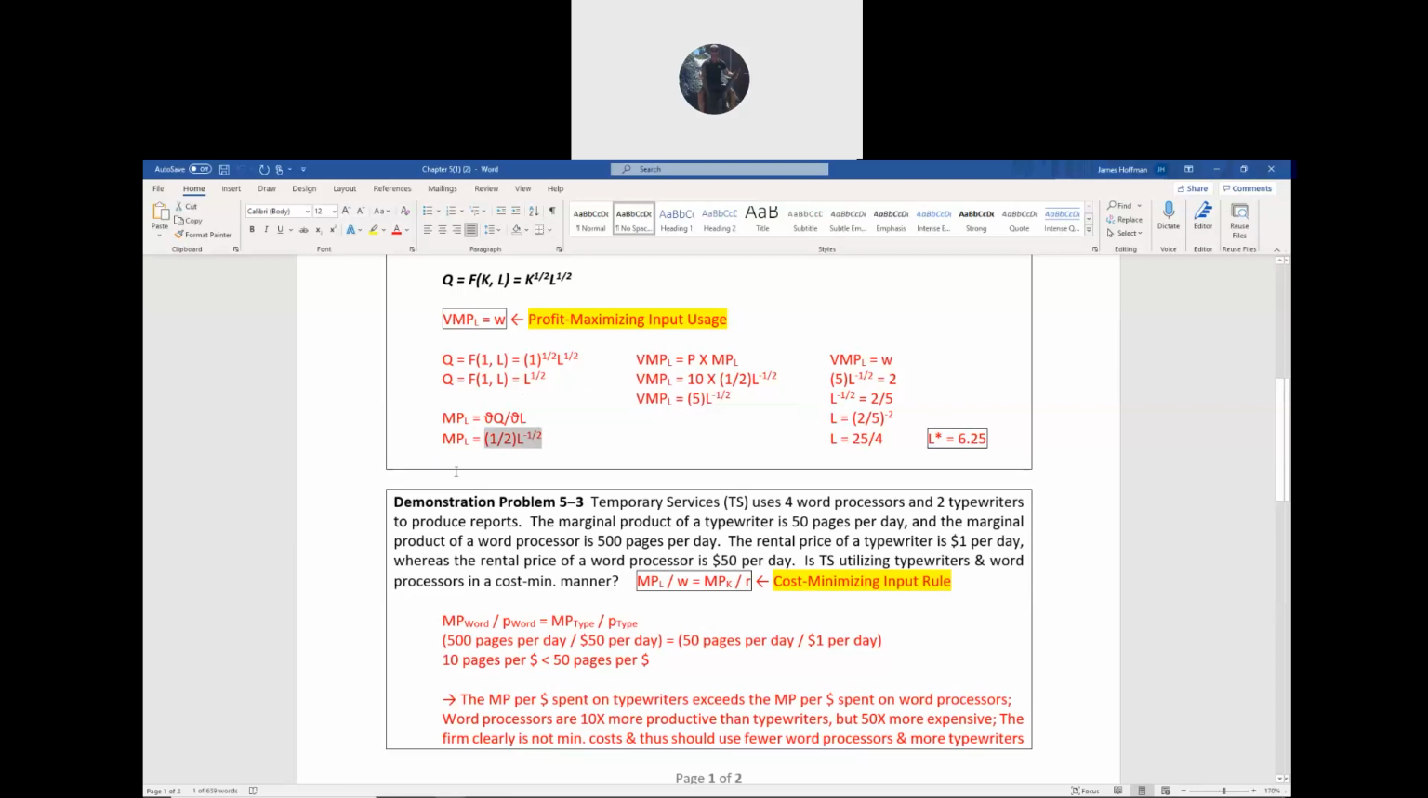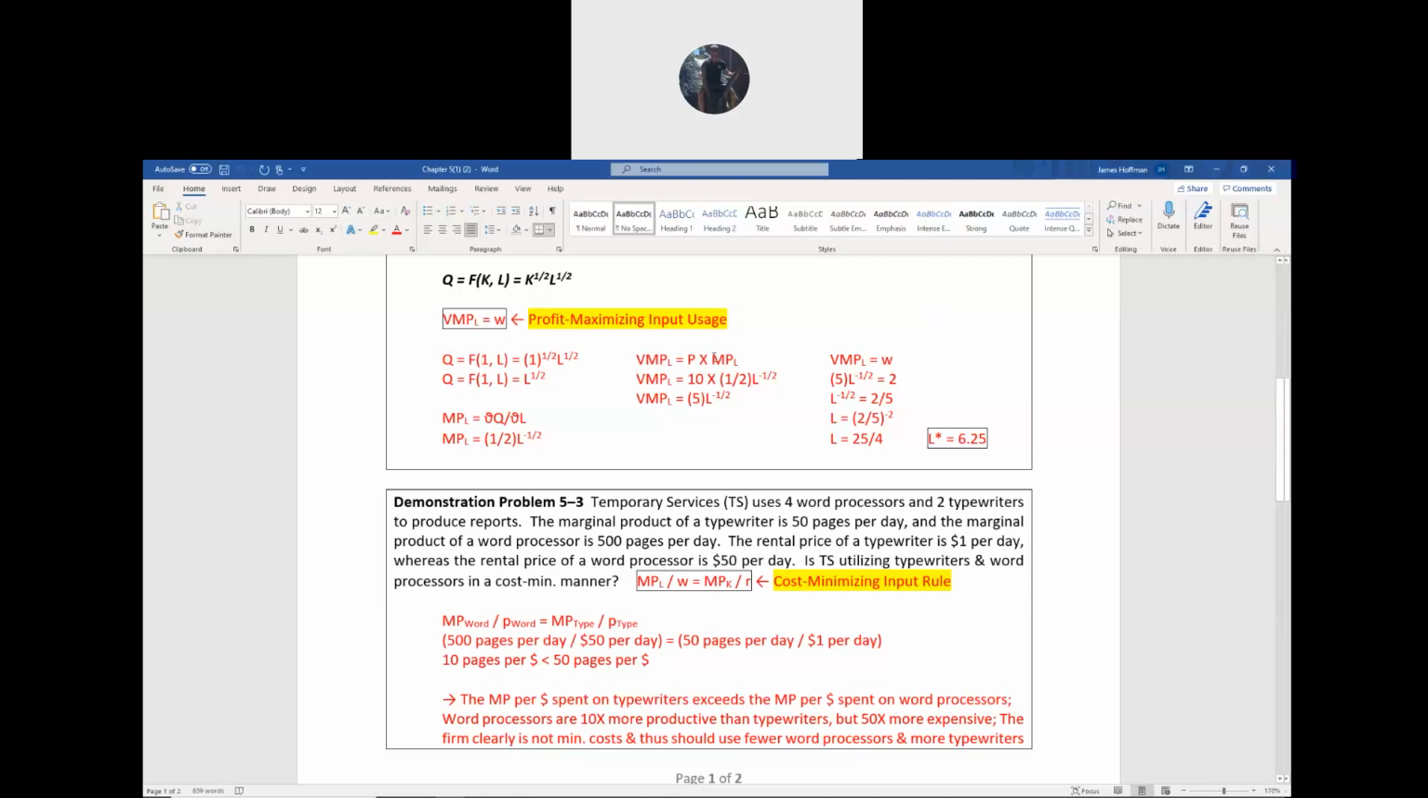Okay, so now we got part of this done, but we're looking for when the VMPL equals the wage. So we got the MPL. What's the VMPL? That is defined as the price times the MPL. So it's the value to the firm of changing labor by 1 unit, which is exactly the price times the MPL.